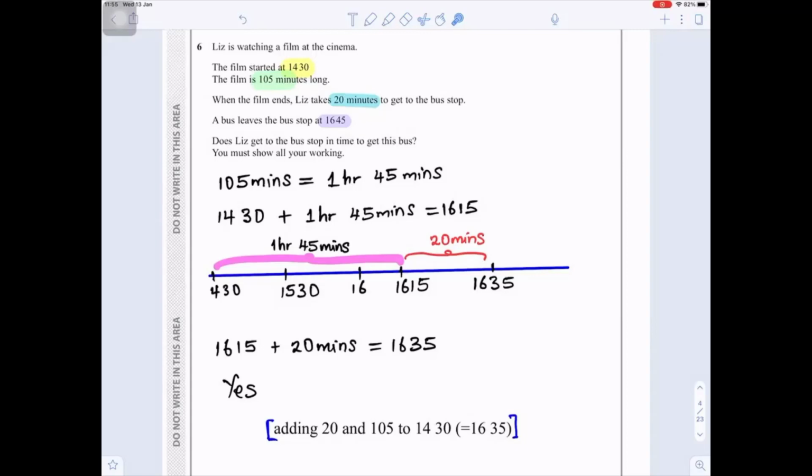Now let's add that 1 hour 45 minutes. The film started at 2:30, 14:30. So 14:30 plus 1 hour 45 minutes, or 2:30 plus 1 hour 45 minutes, will take us to 16:15, that means 4:15. So if I do it on a number line, we start at 14:30.